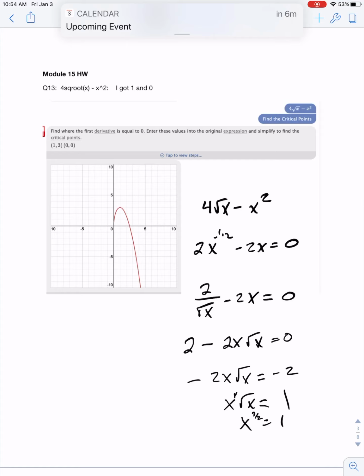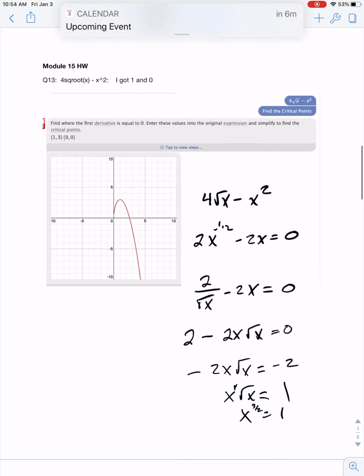For 15, you said you had answers of 1 and 0. 1 is correct. So you had the right process: take the derivative, set it equal to 0, and then solve. We have to rearrange this equation a bit to solve it, because if we just looked at this directly and plugged in a 0, it would actually be undefined at 0. So at first glance, it looks like 0 should work, but it doesn't, because that point makes it undefined.